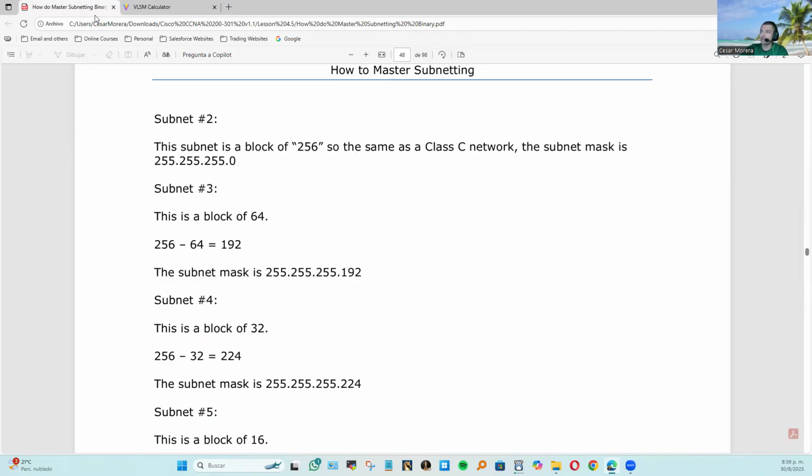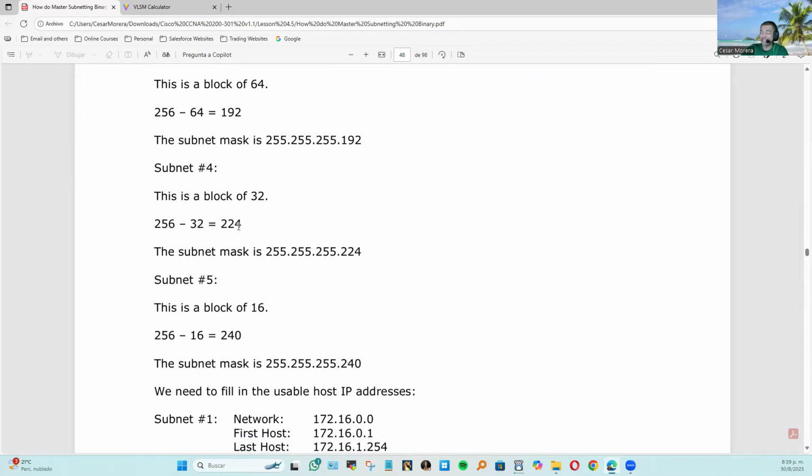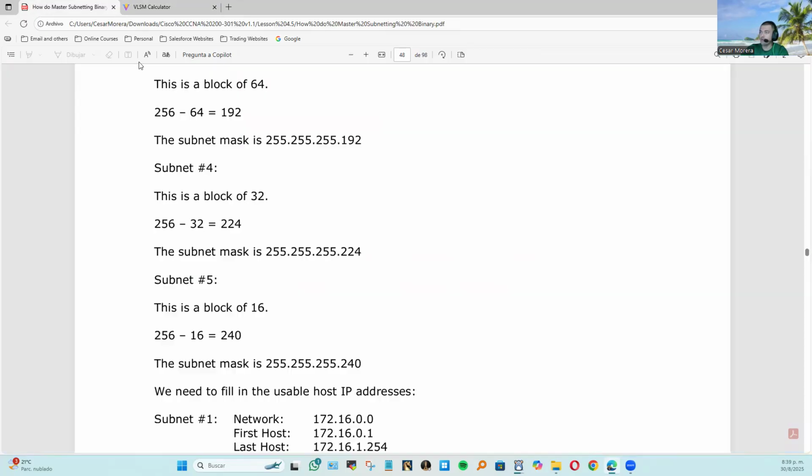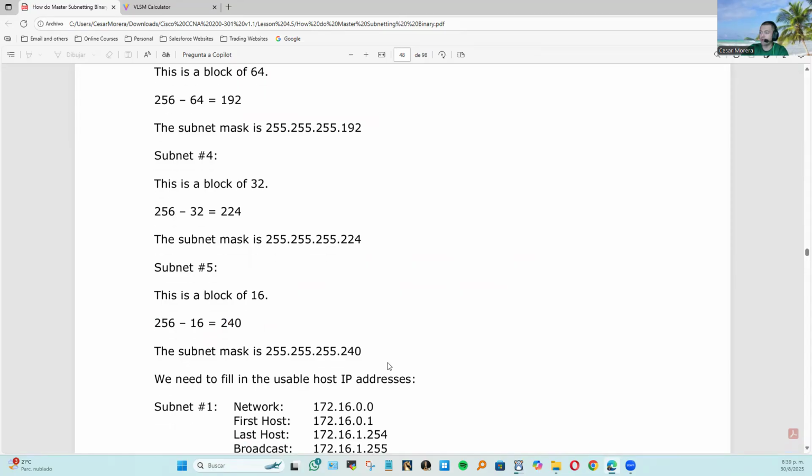255.255.255.192, slash 26. Then we have a slash 27. It's actually the 32. And it's 255.255.255.224. And finally, we have the 240. We subtract 255 minus 16, and we get 240.